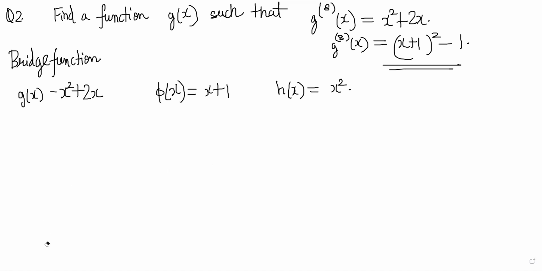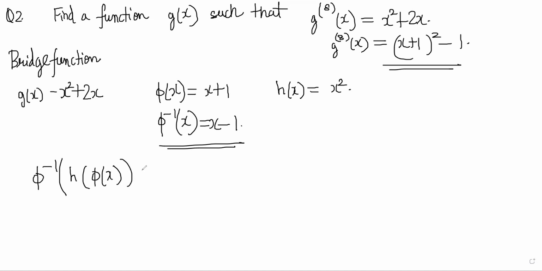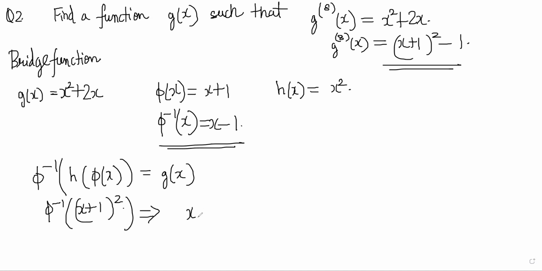if phi of x is x plus 1, you have phi inverse of x is x minus 1, right? Phi inverse of x is this, and we have to check phi inverse of h of phi of x. That should be g of x, right? Correct. So h of phi of x is what? H of phi of x is phi of x square. So that is x plus 1 whole square, right? Correct. And phi inverse of that would be basically x plus 1 whole square minus 1, and that is equal to x square plus 2x, which is equal to g of x.